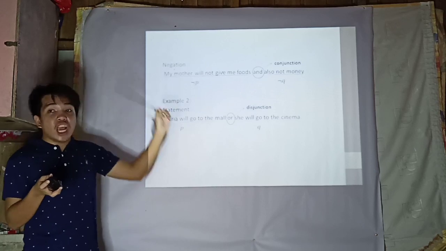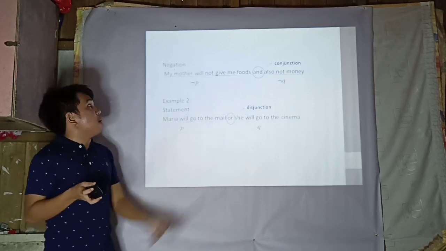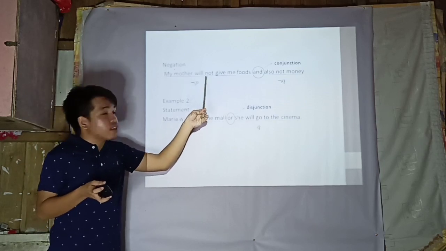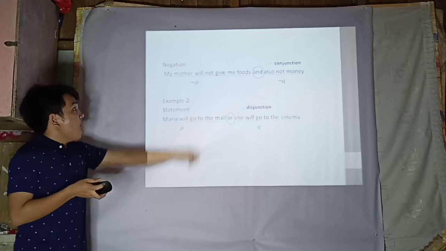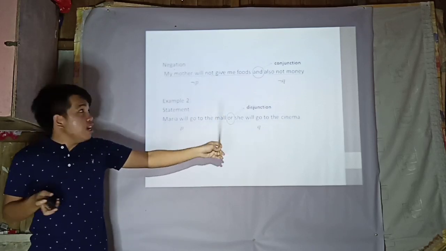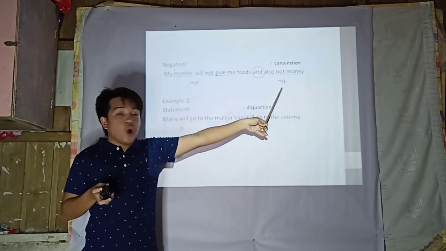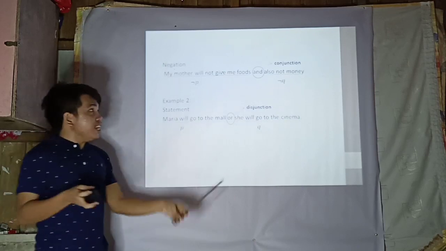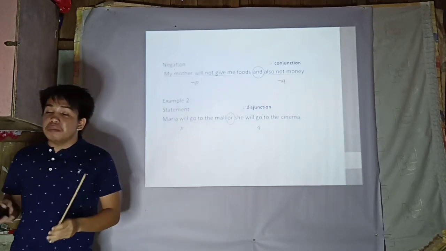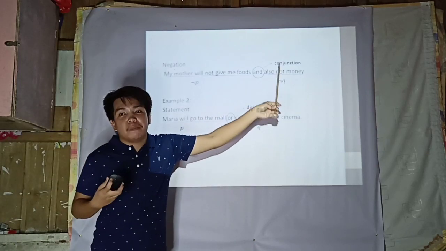Okay. So the negation of the statement. If we negate P, my mother will not, so we add not also to the statement. Will not give me foods. And then the not Q, also not money. So from money, we negate the true statement into a negative statement. So we add not. So also not money.